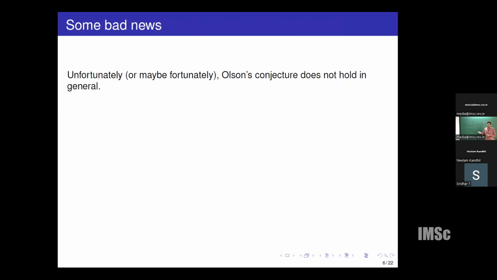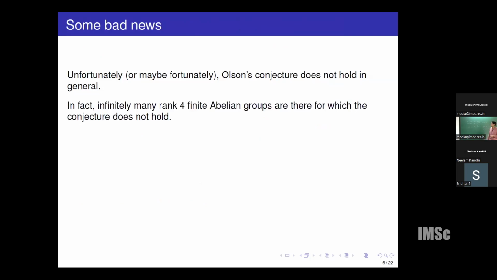So we saw that for rank 1 and rank 2, it holds. For rank 3, it is unknown whether it will hold for all rank 3 finite abelian groups or not. But for rank 4, there are infinitely many counterexamples to Olson's conjecture. So one such family would be this: if you take an odd number n, which is at least 3, and then take 3 copies of Z mod n and 1 copy of Z mod 2n, then dg will be strictly greater than mg.